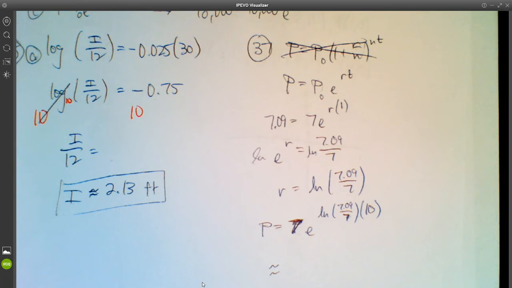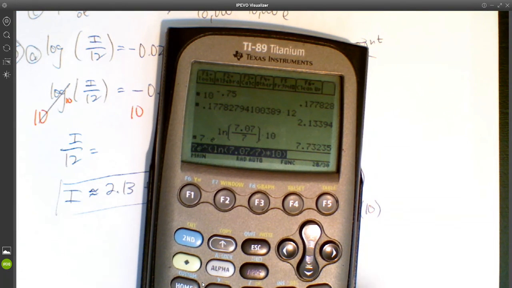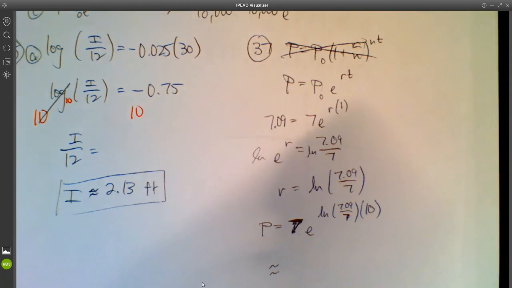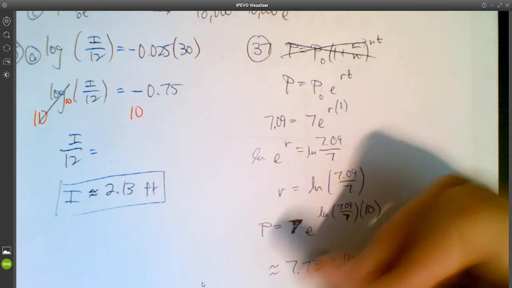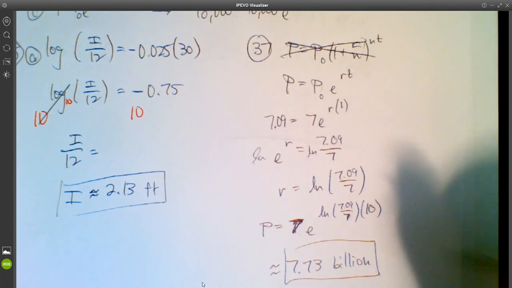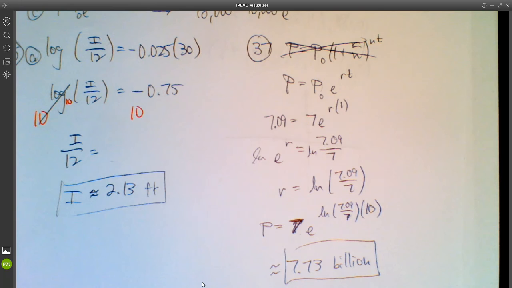I've got 7 e to the natural log of 7.09 over 7 times 10. Right? So 7 times e to the natural log of 7.09 over 7 times 10 is about 7.73 billion. That's how many people we would expect to be on Earth in 2021. Actually, I think there's more than that, right? I think we're over 8 billion right now.